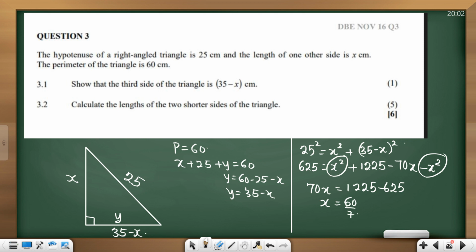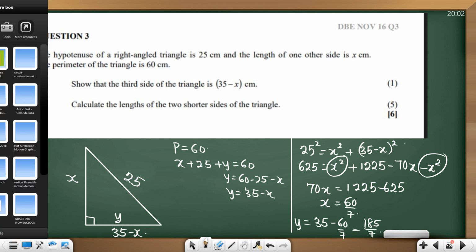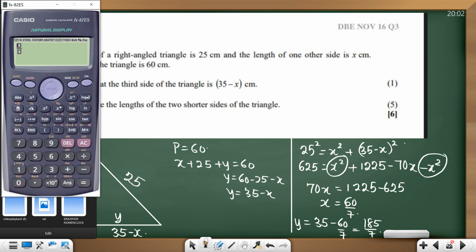Then I can get my other side. The other side, which is y, will be 35 minus 60 over 6. We are done there with the 5 marks. One 85. I promise you to check if you are correct. Let's do something. Plus, what's that other side? 7 plus 25. We must get 60. Boom.